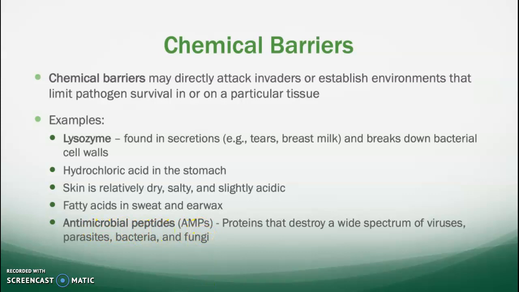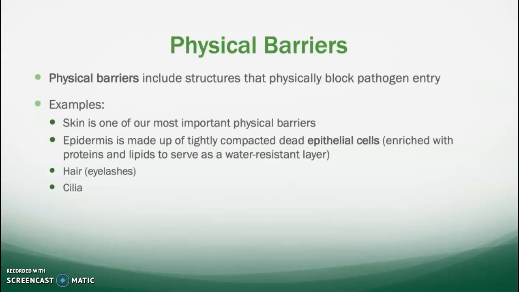These are actual proteins that are produced throughout the body that can destroy a wide spectrum, so many different kinds of viruses, parasites, bacteria, and fungi. And these, along with the mechanical and the physical, are all barriers that our body naturally has that protect us in the innate system. The last one I want to talk about is those physical barriers. These are structures that can physically block a pathogen from entering our cells or entering our body. The main one that I think of is the skin as one of our most important physical barriers.